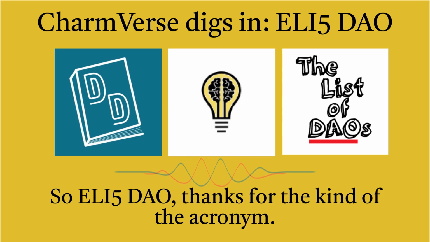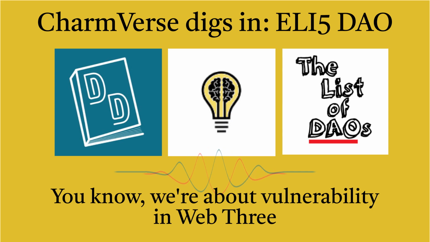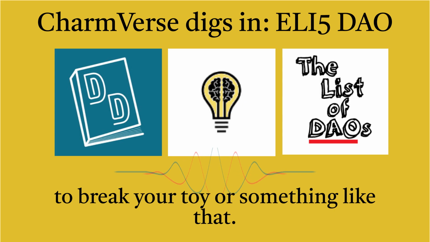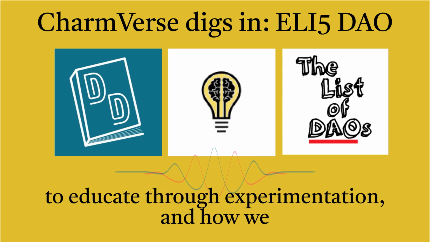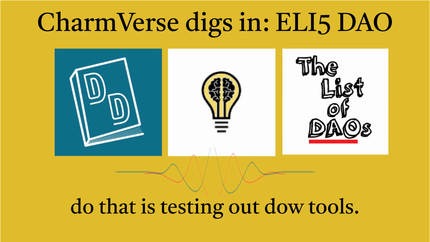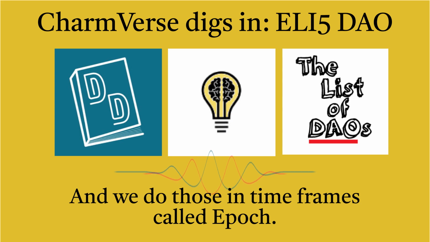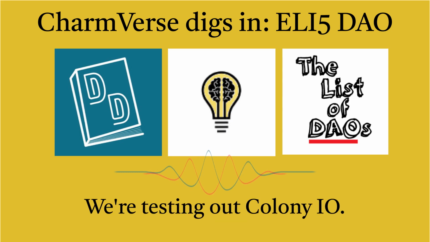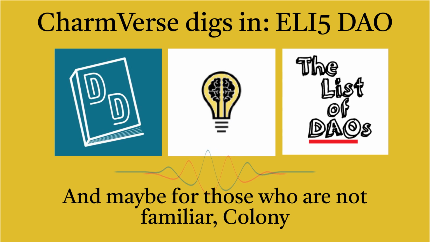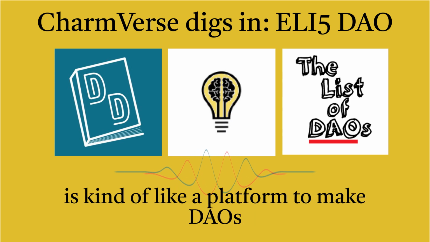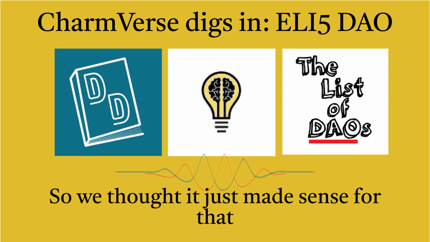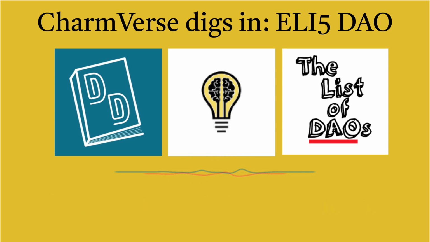So ELI5 DAO, we're about vulnerability in Web3 and understanding tools in a simple manner, almost like you're the five-year-old trying to break your toy. Our mission is to educate through experimentation, and how we do that is testing out DAO tools in timeframes called epochs. Right now, ELI5 DAO is in our first epoch. We're testing out colony.io, a platform to make DAOs on, and we're using that as our governance stack. So it just made sense for that to be the first tool that we test out.